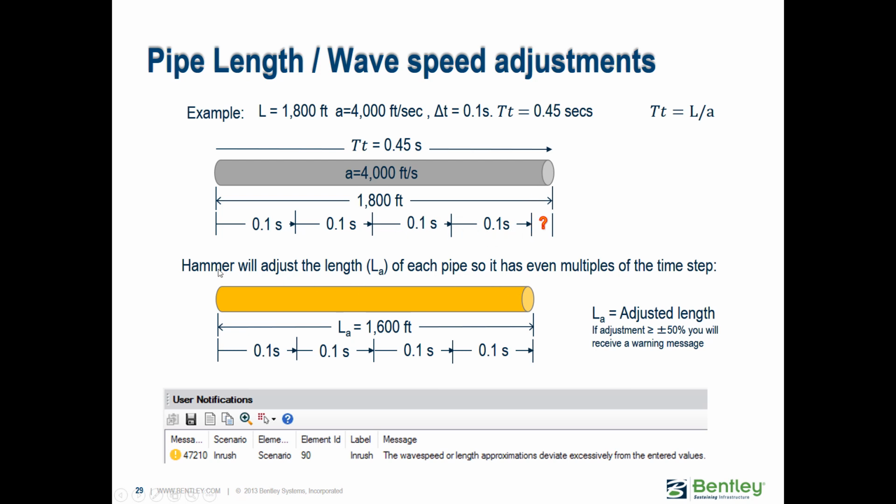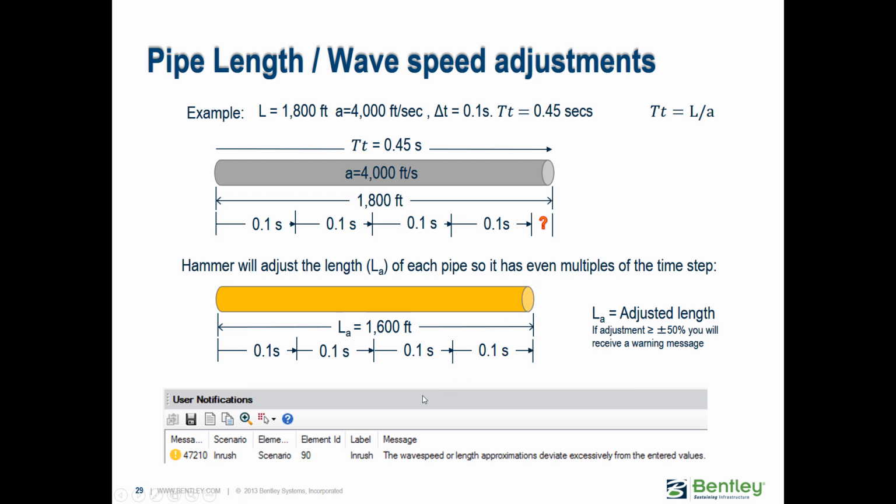So we have to adjust the length of that pipe to line up with that time step, basically. So you might have an adjusted length here of, say, 1,600 feet, so that based on the wave speed and knowing that the calculation time step is 0.1 seconds, at that wave speed, it will reach the end of that pipe in an even increment of that time step. So at the start of what we're looking at, we're at one end, and then 1, 2, 3, 4, we end up right at the very end of that pipe.